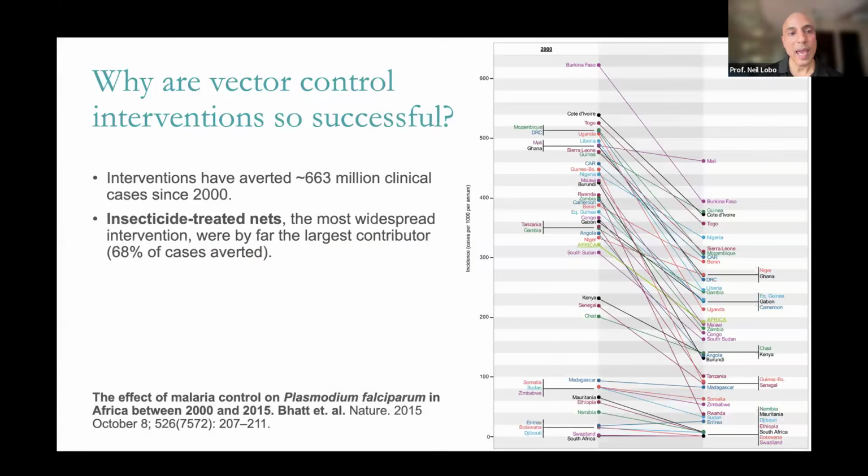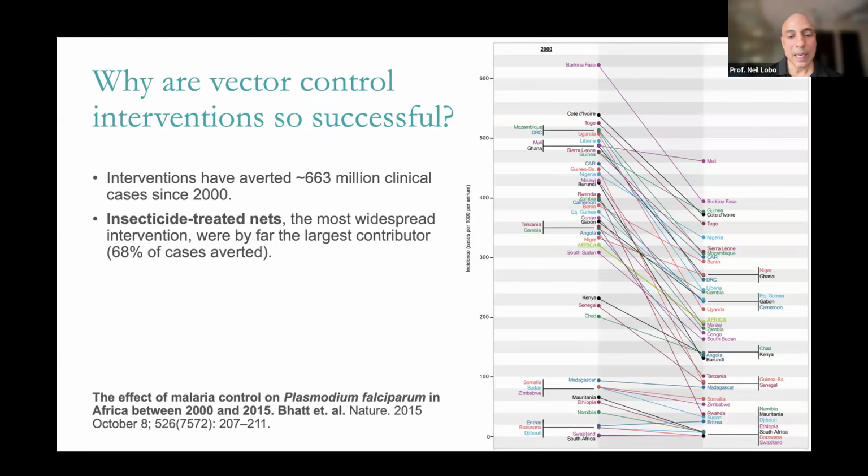Now, when we look at vector control, the primary reason we would want to do entomological surveillance is to understand how to combat the most dangerous animal on the planet, which is mosquitoes. And why are vector control interventions so important? This is sort of a key thing. Why are we focusing on this?